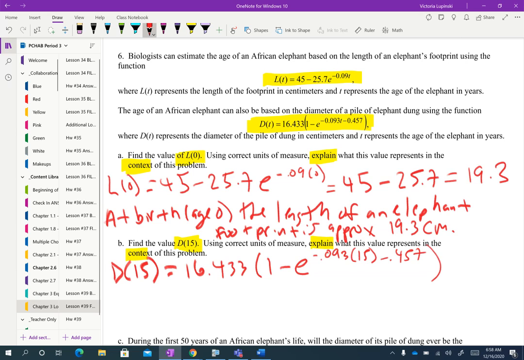Okay. And again, they would never expect you to really come up with this equation on your own. They would assume that you're not an expert in elephant dung, although I don't know what you guys do in your free time. So I guess that's up to you. But show that you understand that you're plugging 15 into the equation.